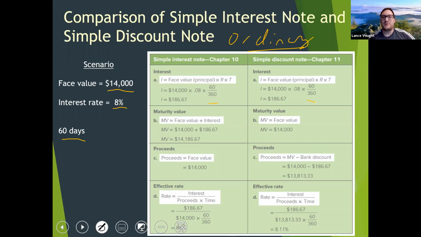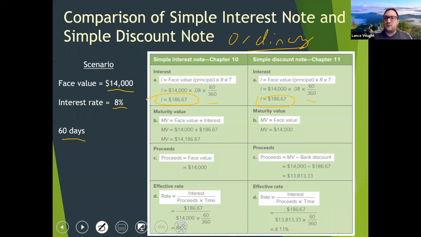Yes, in the second option, in the simple discount option, you're receiving less, but the actual amount of interest in terms of the dollar value is the same. So if you do 14,000, which is your principal, times 0.08 times time, which is the 60-day loan with ordinary interest at 60 over 360, the amount you're going to pay in interest is the same, which is $186.67. Here's where the difference is coming.